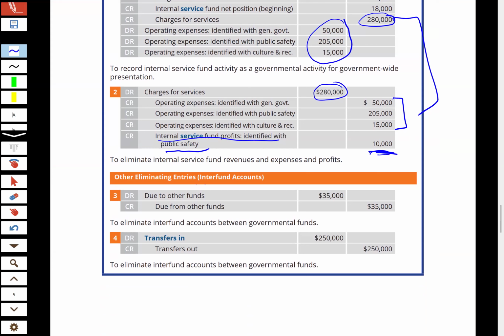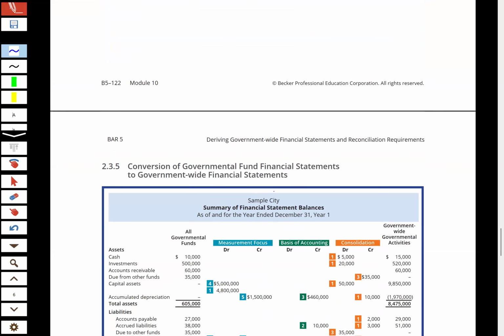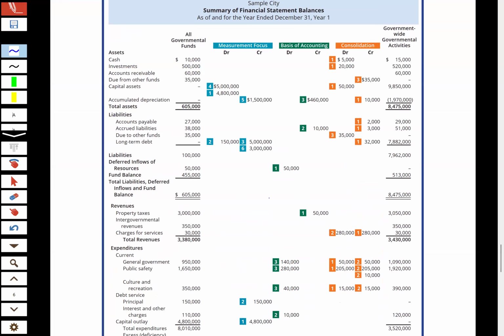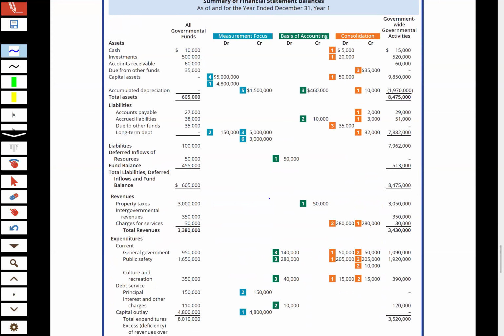Okay. Then we go ahead and we simply eliminate, and they're calling them other eliminating entries, and it's really the interfund activity. And so we're removing due from, due to between the various funds, and then we're removing the transfers in and the transfers out to eliminate those. And once you've done all that, okay, and you would do all that on a worksheet, I guess, something like this, or using a software, et cetera. And Tom did a really nice job sort of showing you where those journal entries would fall on a worksheet. And at the end, you end up with a government-wide set of statements.